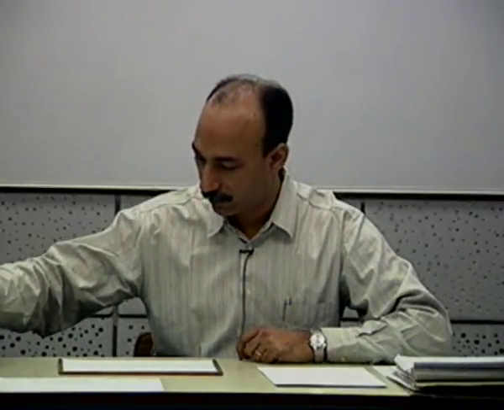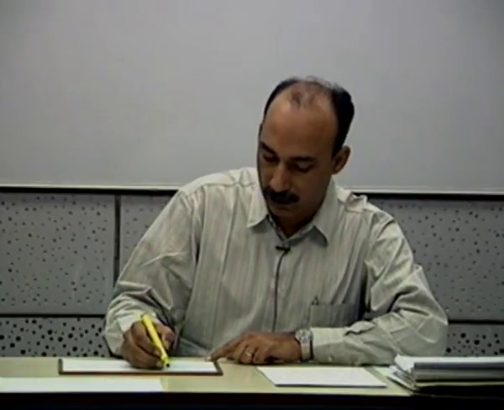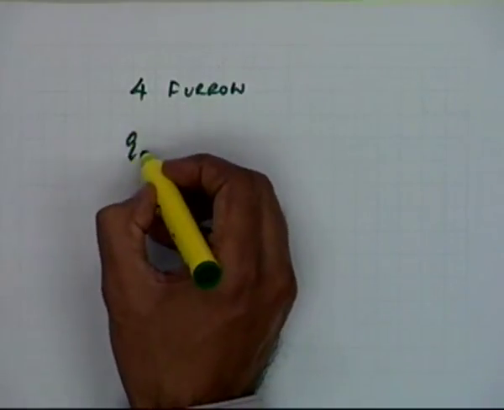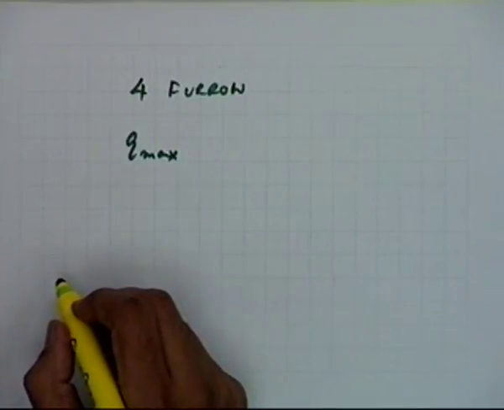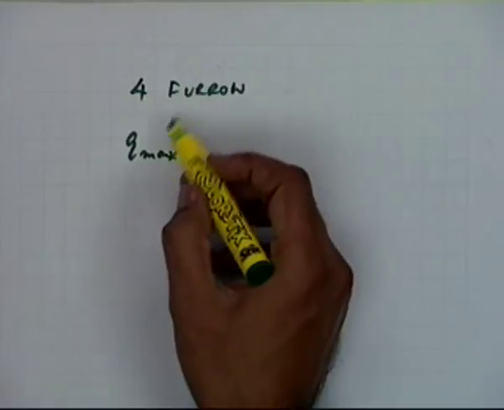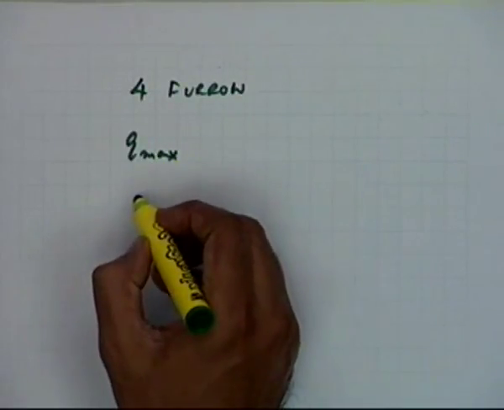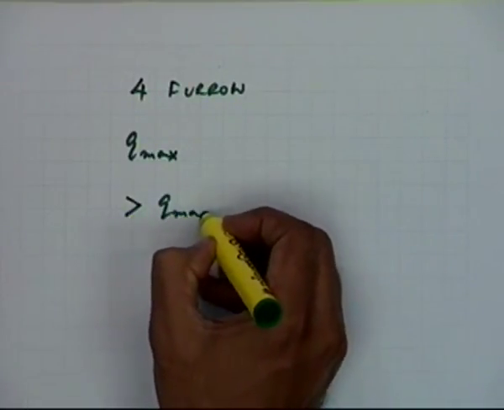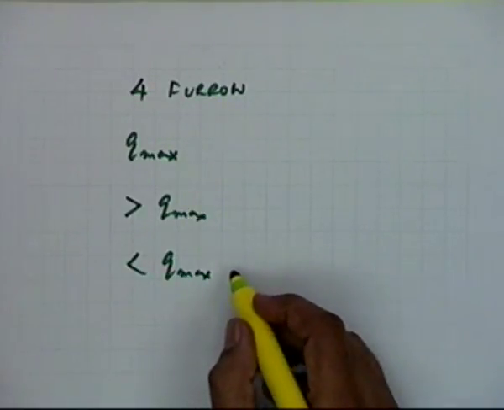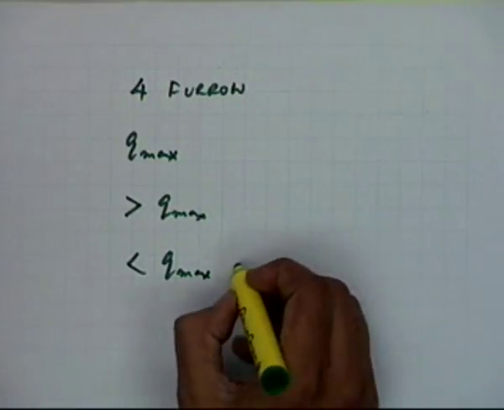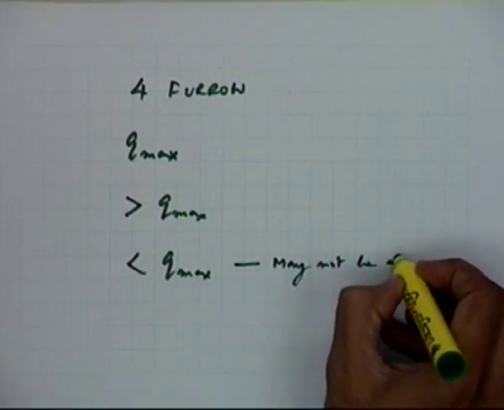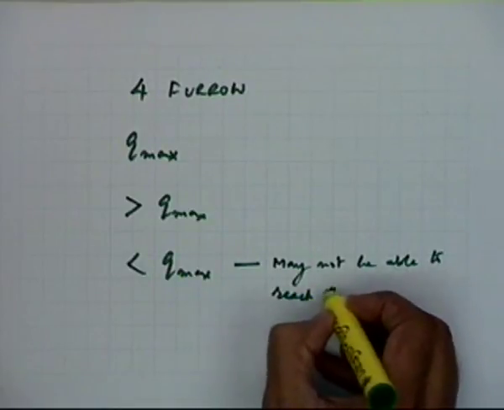Now the Q maximum which we have obtained, let's assume that you have selected 4 furrows. And you have a Q maximum, which is the desirable stream size which you obtained from the relationship. Now select four different stream sizes in such a way that some of them are more than Q maximum and some of them are less than the Q maximum value. The one which is less, you try to select one which may not be able to even reach the downstream end of the field.